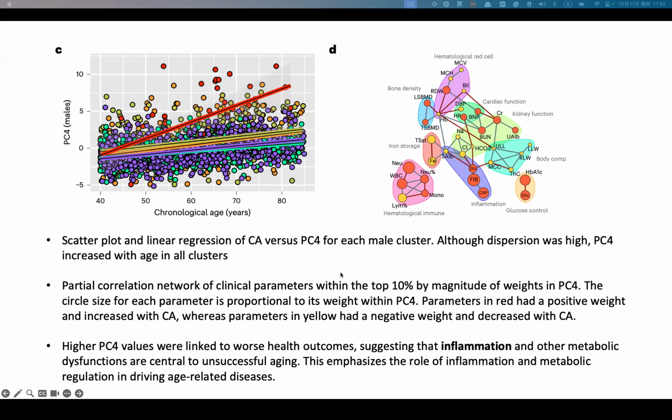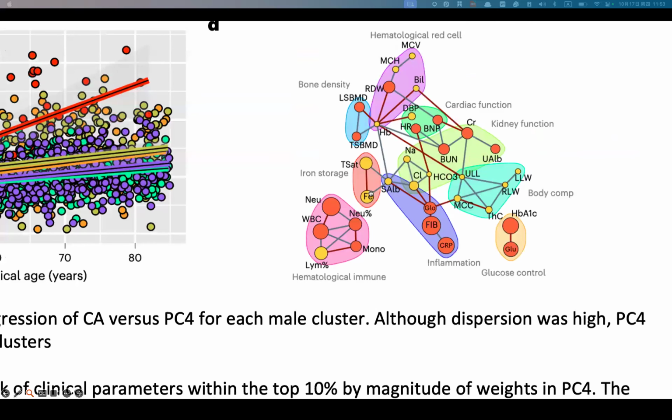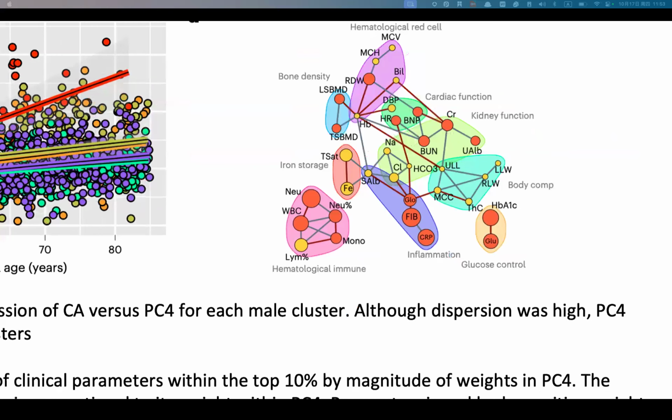And figure C, the scatter plot and linear regressions of CA and visual PC4 for each male cluster. The analysis is the same. Sorry, can you go back to the slide? Not this one, the next one. Your figure D. If you look at figure D, if we can get this kind of analysis, there is a chance you can link this to the single cell results mentioned by Qifei. You may not have every single cell type here, but as long as you have a small portion of it, if your result agrees with the single cell result, that's a huge thing.